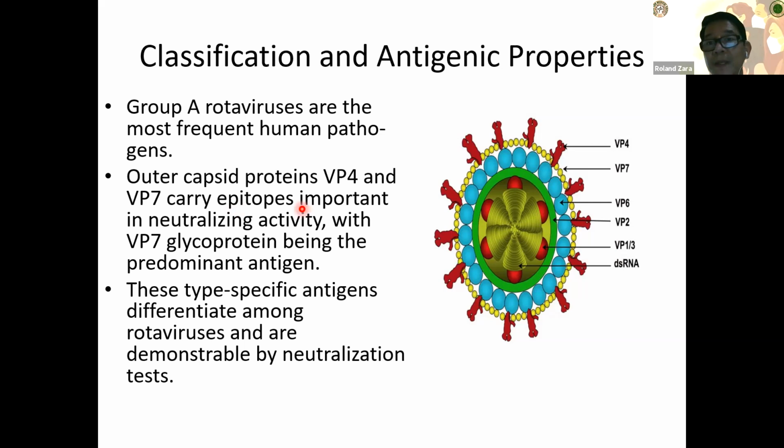The antibody binds to the spike protein of SARS-CoV-2 in order not to bind to ACE2 receptors. So VP7 is the predominant antigen, still located in the outer area. This type-specific antigen differentiates among rotaviruses and is demonstrable by neutralization tests, your antigen-antibody. This is illustrated in your Jawetz.